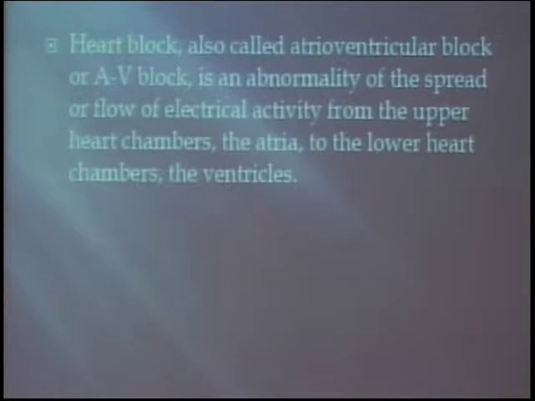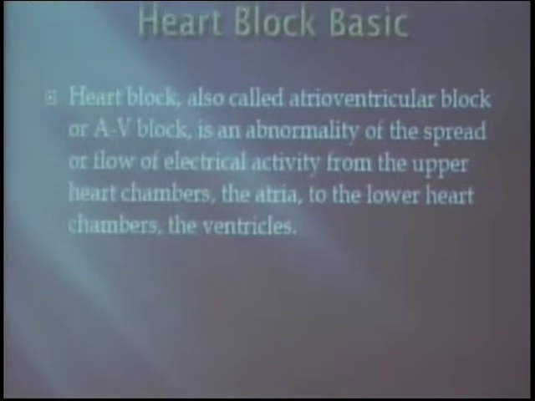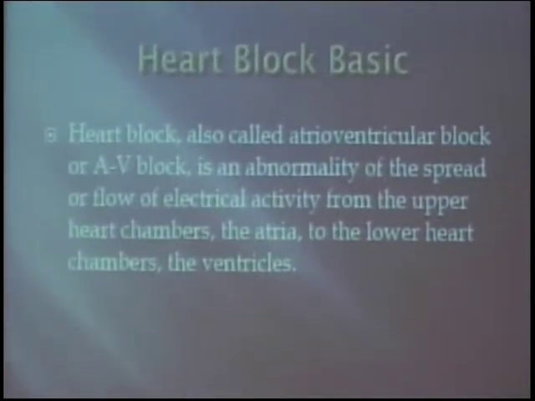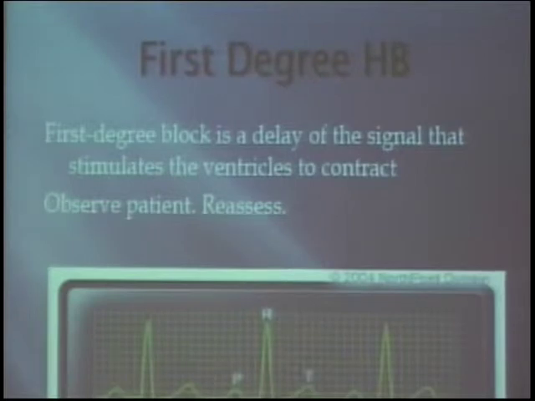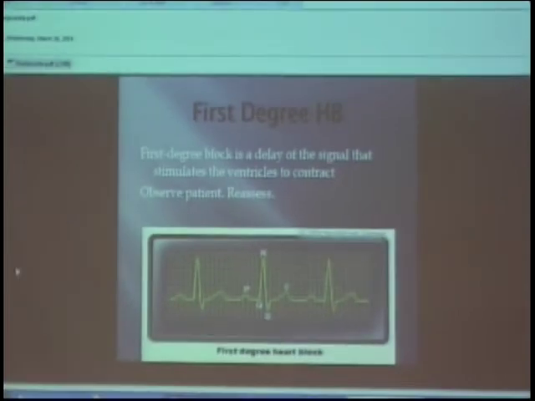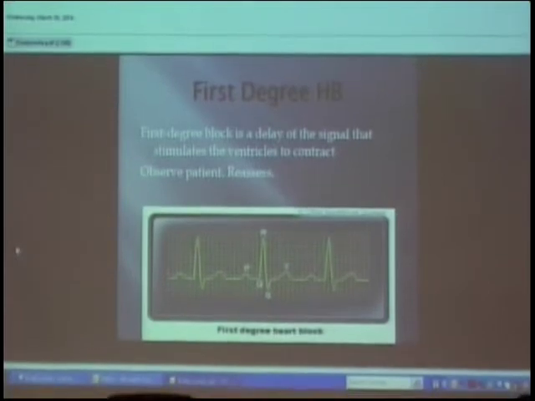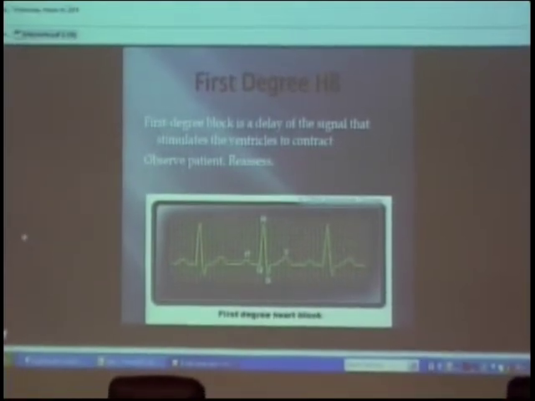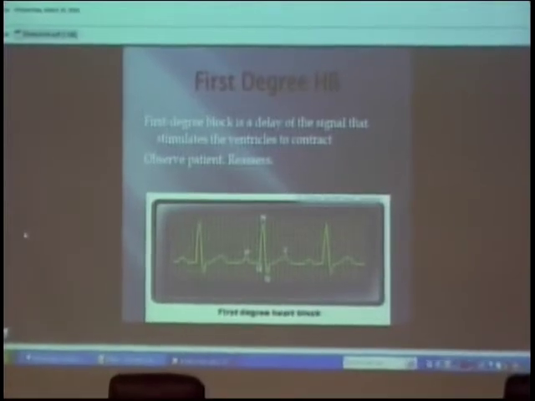The heart can go into a block, an atrioventricular block or an AV block. It's an abnormality of the spread or flow of electrical activity from the upper chambers, the atria, to the lower heart chambers, the ventricles. This is a picture of a first-degree block. We're going to treat the patient, not the monitor. And typically for a first-degree block, we're just going to observe them. It's a delay in the signal that stimulates the ventricles to contract. Just reassess, and reassess.